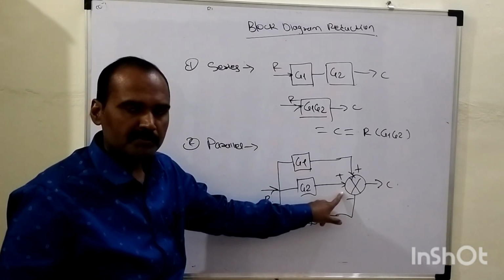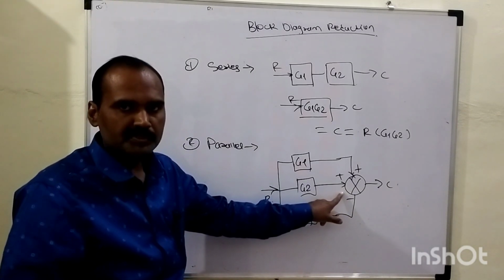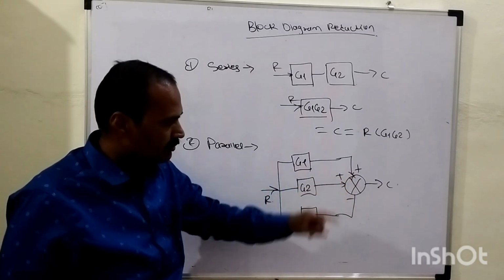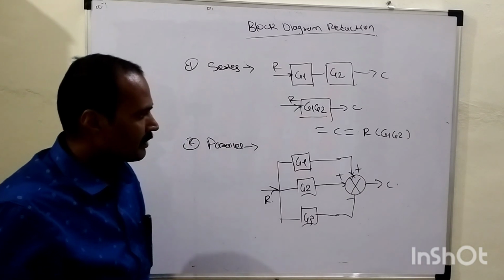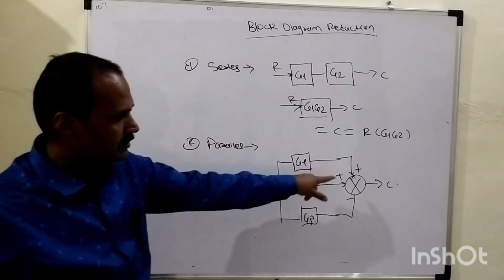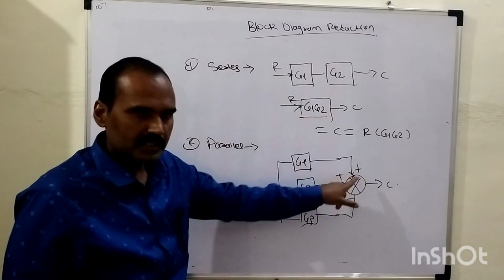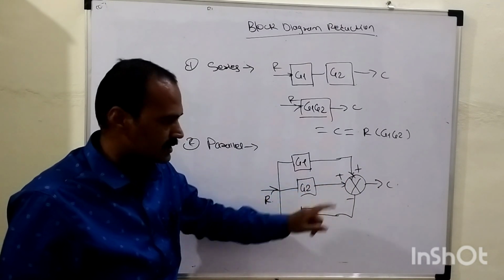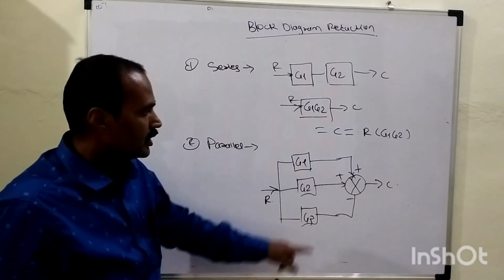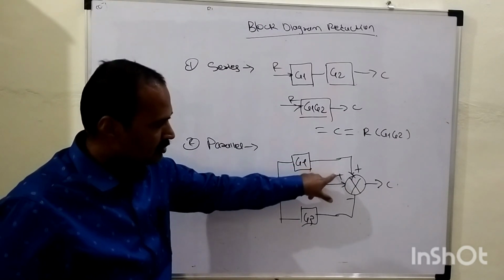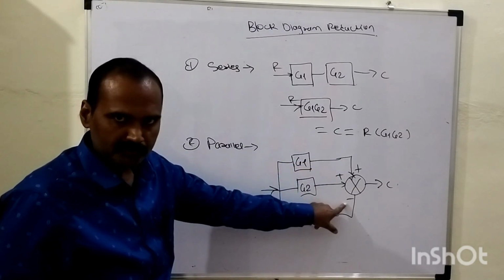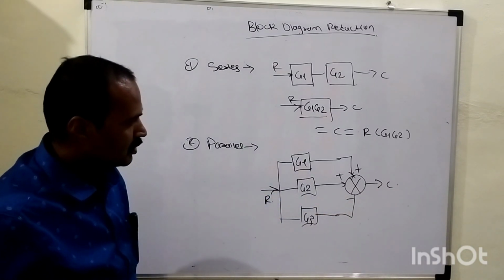Summing means we can either add or subtract, right? With the help of the summing point, their outputs are added or subtracted with each other. As you can see here, we have a plus, this is also plus, and this one has a negative sign. So these two signals are added with each other, and the sum of these two signals is subtracted from this lower signal, right? So its overall output will become what?